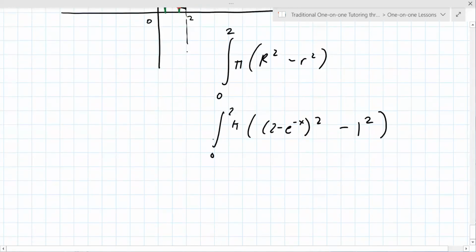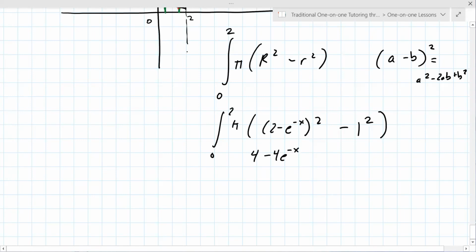And this one we should do just a tiny bit of work here. If you remember, (a minus b) squared is always a squared minus 2ab plus b squared. So this is 4, and then you squeeze them together. So it's minus 2 e to the minus x, then you double it. So it's minus 4 e to the minus x.